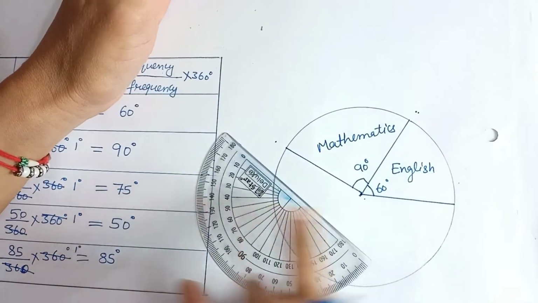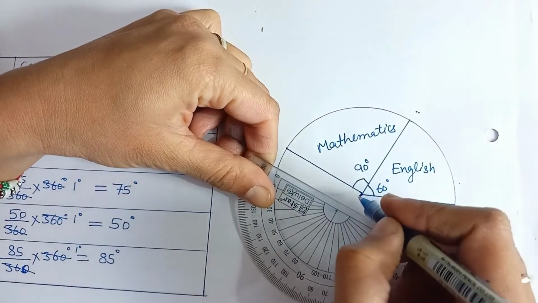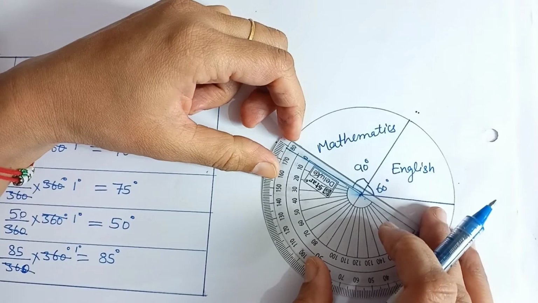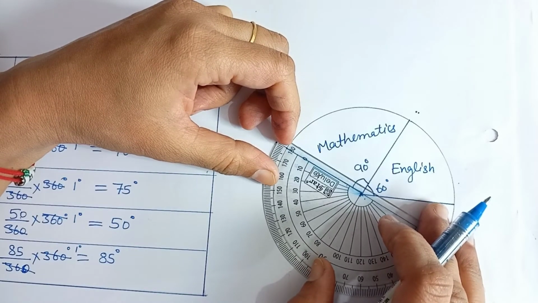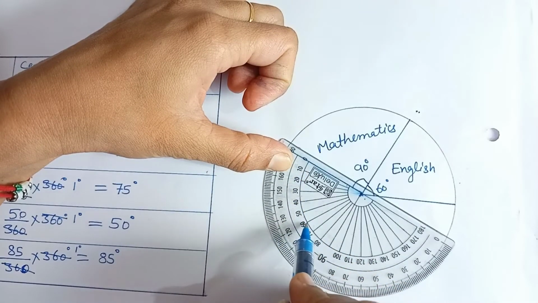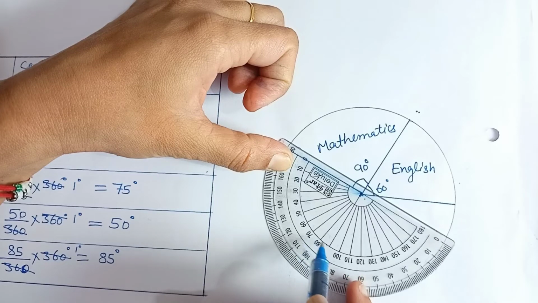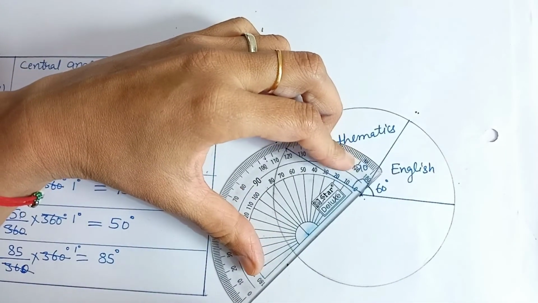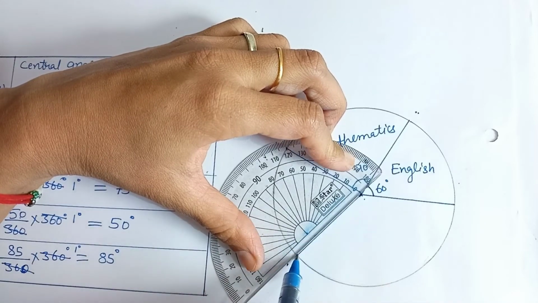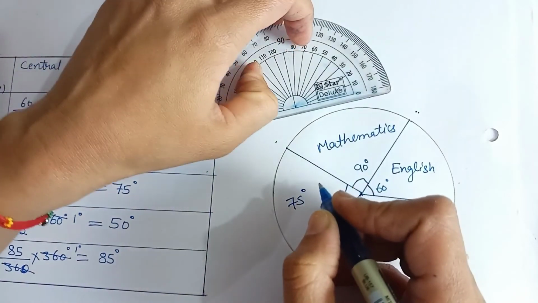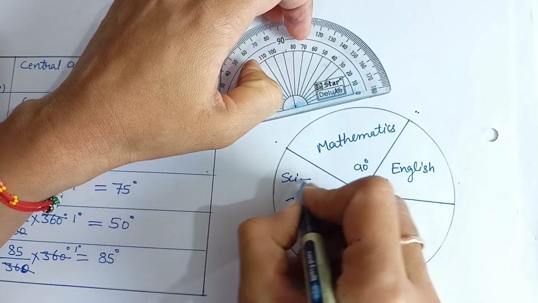Now the next angle is 75 degree. Again this point must coincide with the center of the circle and this 0 degree line over this line. And read 75. 0, 10, 20, 30, 40, 50, 60, 70, this is 80. In between 70 and 80 there is a line. This is of 5. So we will dot here and join this point to the center of the circle. But we will not go out of the circle. So this is 75 degree, for which subject? Science and technology.